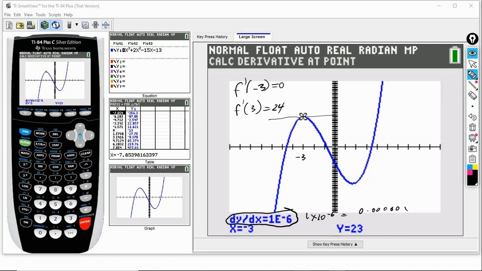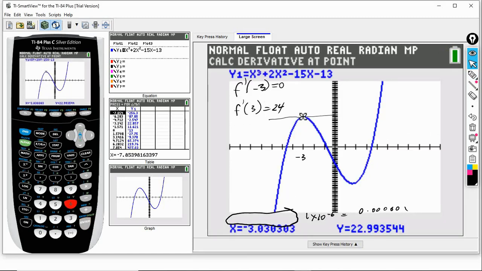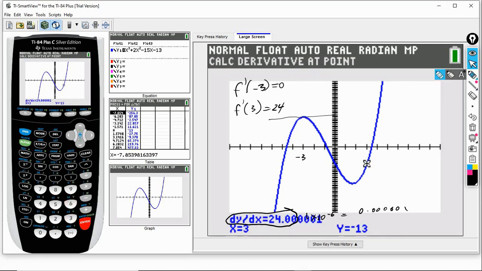So let's do the same now, but for x equals 3. So what you do is, again, with the calculator, you go to the second function, and on the trace button, calculate, choice number 6, again, derivative. Now you have to type in 3, click on 3, enter, and the cursor moved to the point where the tangent would be. You see that? Because here we have x equals 3.